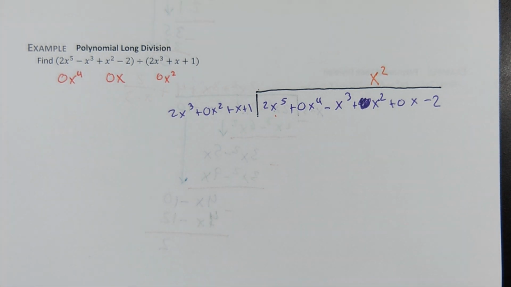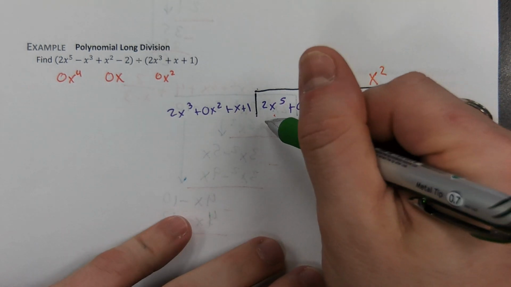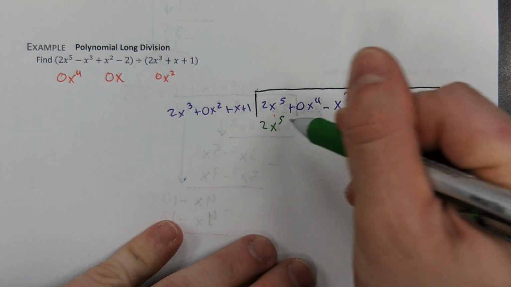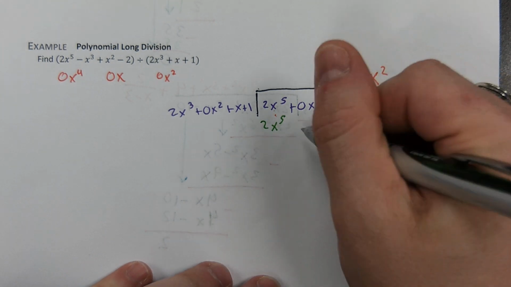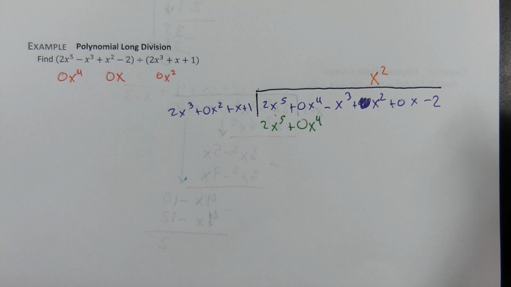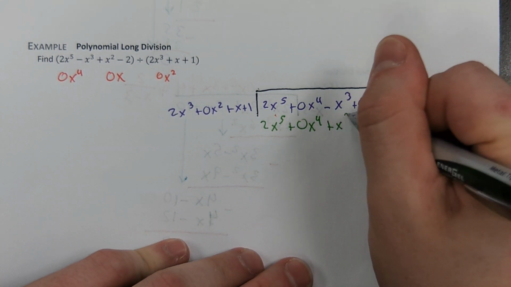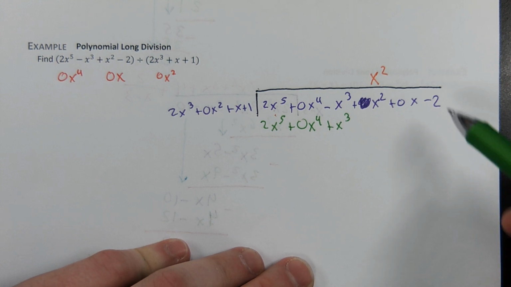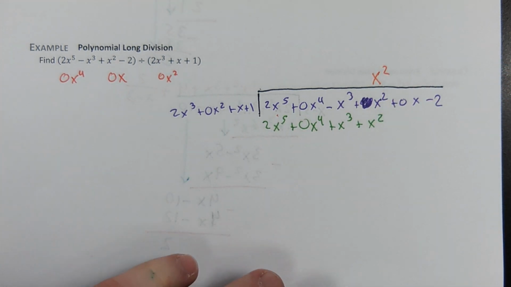Take that x squared and distribute it to your divisor. X squared times 2x to the third is 2x to the fifth. X squared times 0x squared is 0x to the fourth. X squared times x is positive x to the third. And x squared times 1 is x squared. And we're going to subtract straight down.